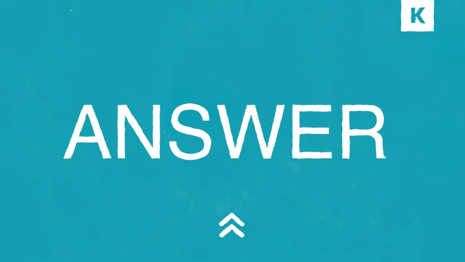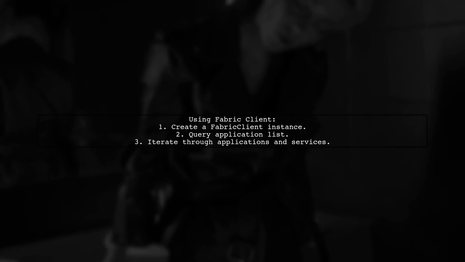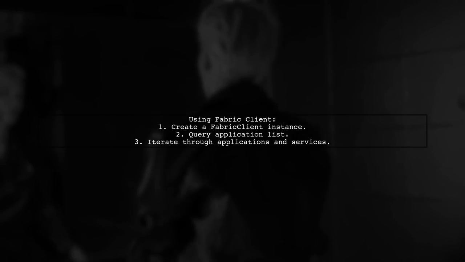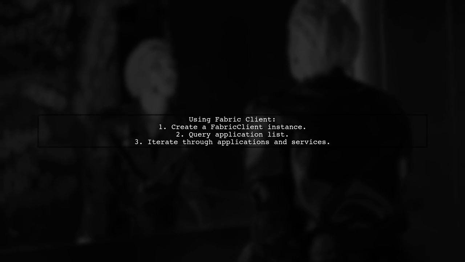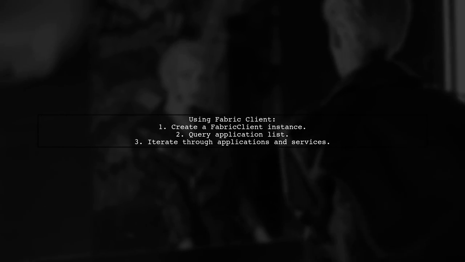Let's now look at another user-suggested answer. To find the name of the node where your code is running in Azure Fabric Service, you can use the Fabric client. This approach is quite effective for querying service fabric information.